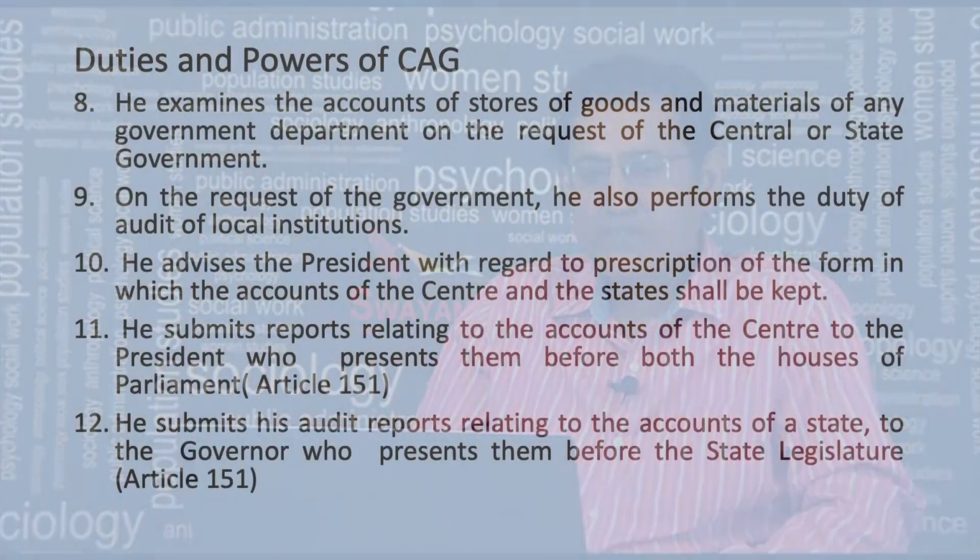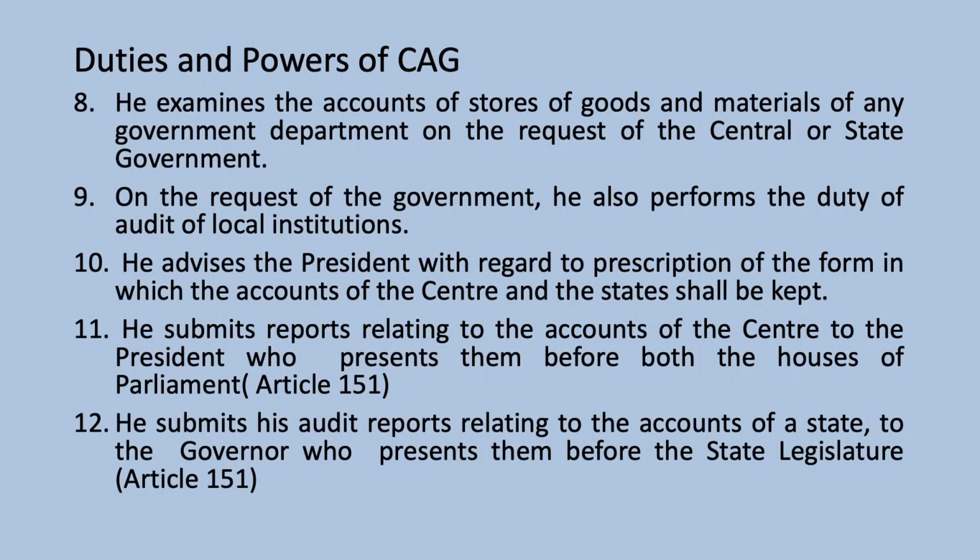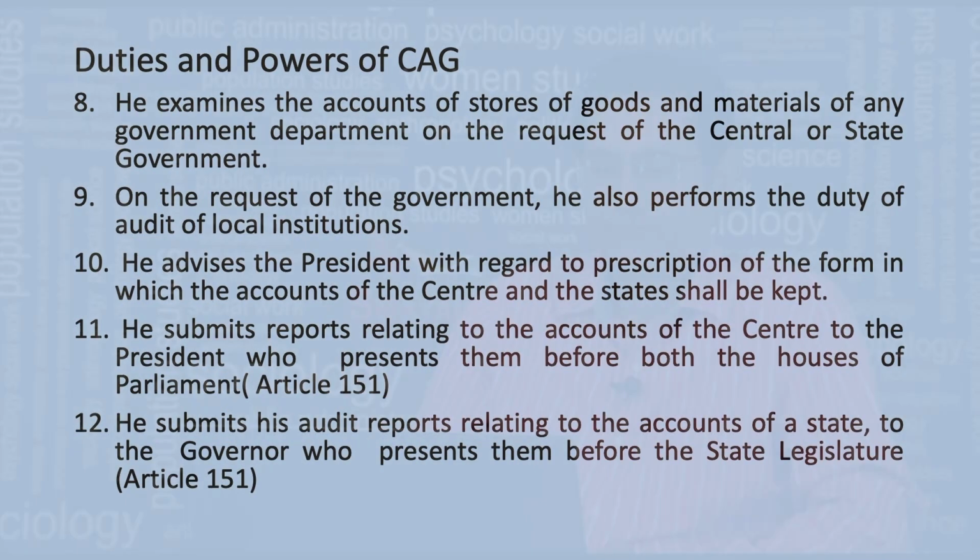Eleventh, he submits reports relating to the accounts of the center to the President, who presents them before both the houses of Parliament, Article 151. And twelfth, he submits his audit reports relating to the accounts of a state to the Governor, who presents them before the state legislature, Article 151.